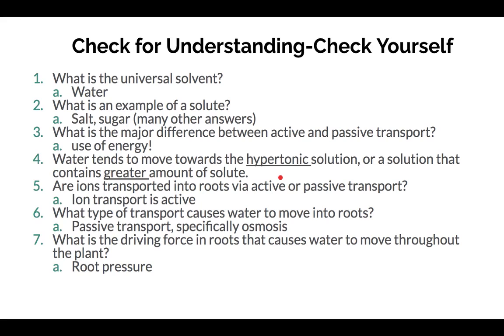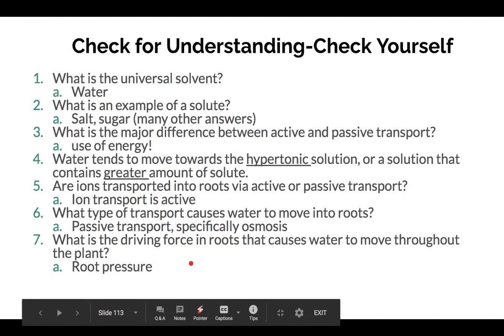Number 4, water tends to move towards the hypertonic solution or a solution that contains a greater amount of solute. Number 5, how are ions transported into roots? Ion transport is active. And then number 6, what type of transport causes water? That is passive, specifically osmosis. And again, that is because the water is going to follow the ions. And number 7, what is the driving force in roots that causes water to move throughout the plant? That is root pressure.